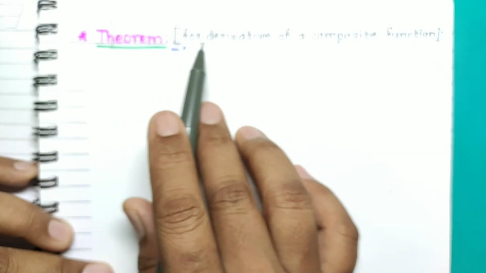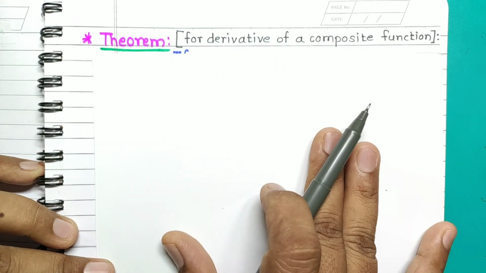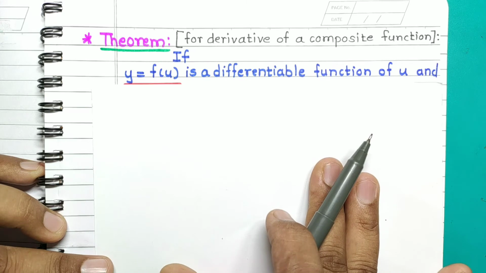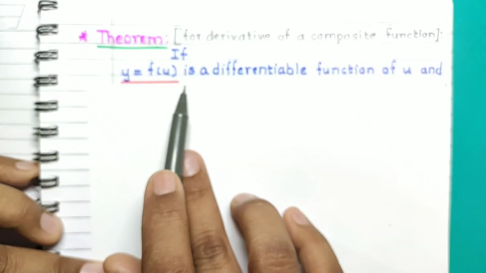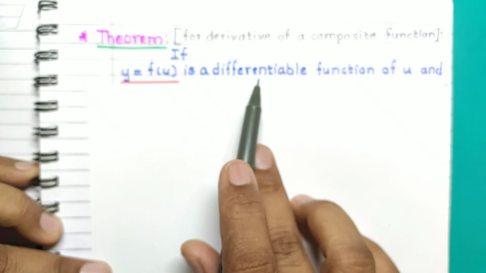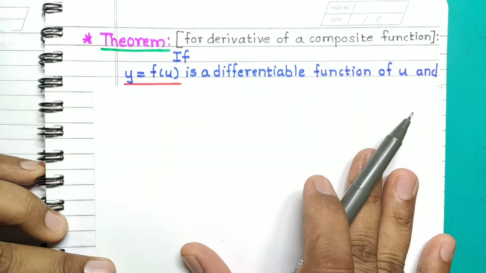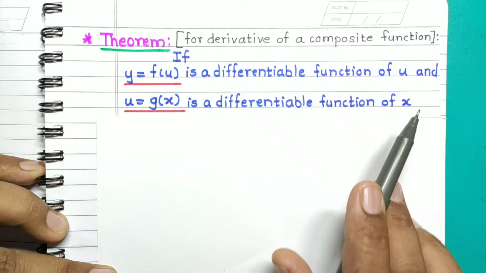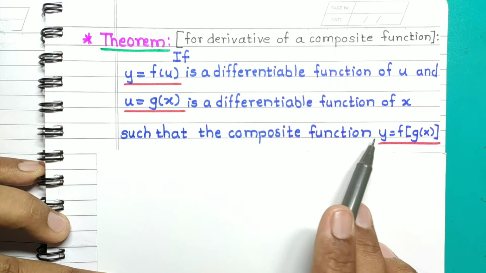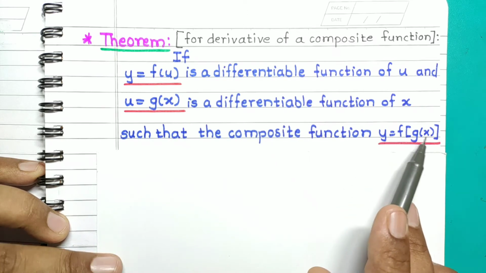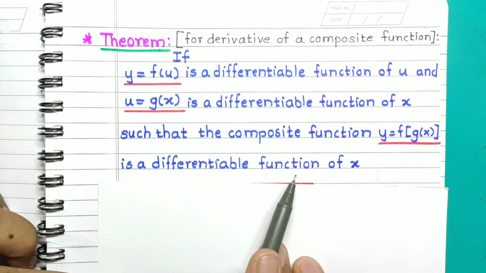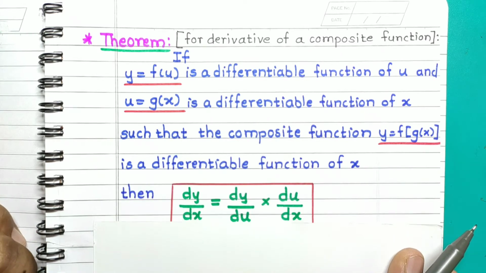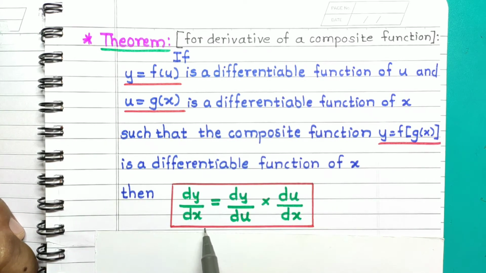Students, here is the theorem for derivative of a composite function. Let's go to the statement. What it says: if y is equal to f of u is a differentiable function of u, and u is equal to g of x is a differentiable function of x, such that the composite function y is equal to f of g of x is a differentiable function of x, then the rule is dy by dx is equal to dy by du into du by dx.